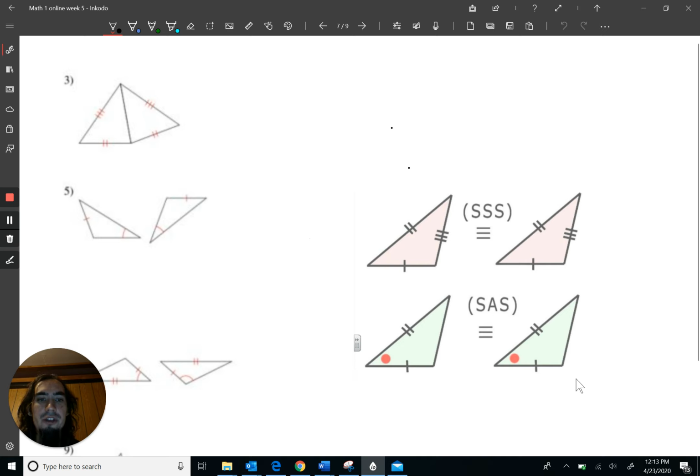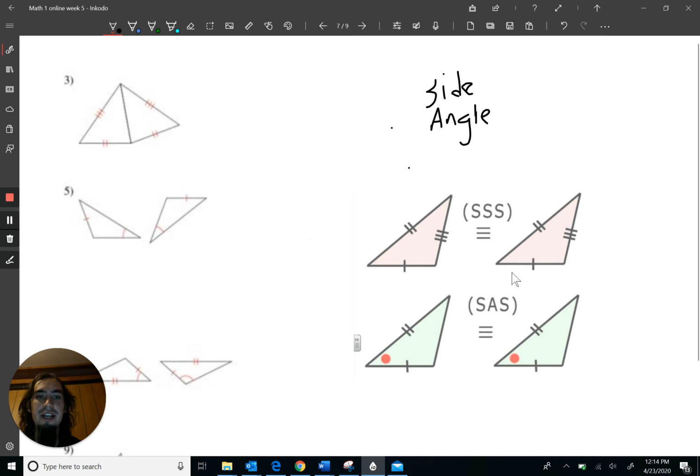So we're going to focus on these two rules. SSS, which stands for side, side, side, and SAS, which is side, angle, side. So all the S's are standing for side, and that one A is standing for angle. So we're going to be looking at the sides, and we're going to be looking at the angles. Now, I think side, side, side is the most obvious one. If all of the three sides are congruent, then that means that the triangle is congruent.